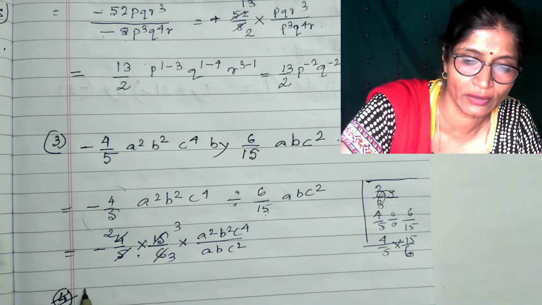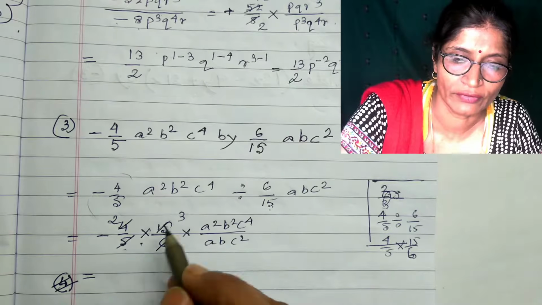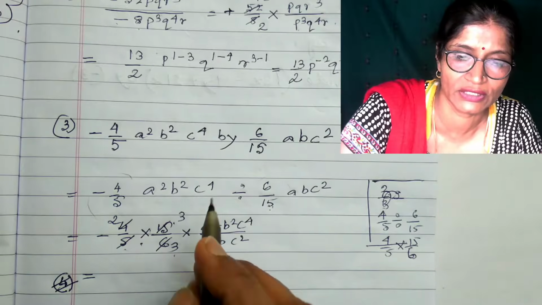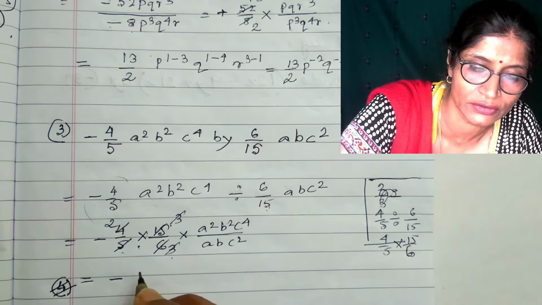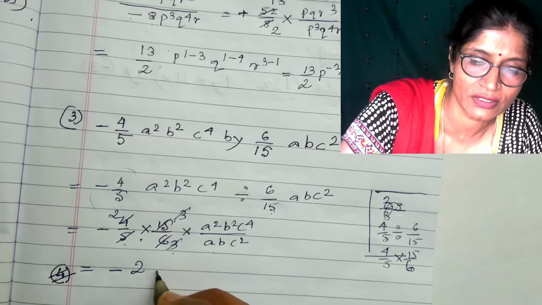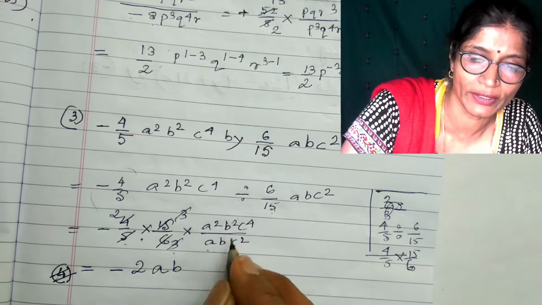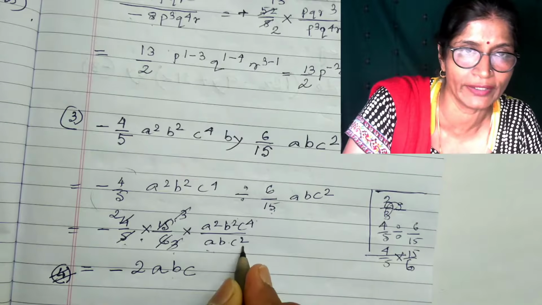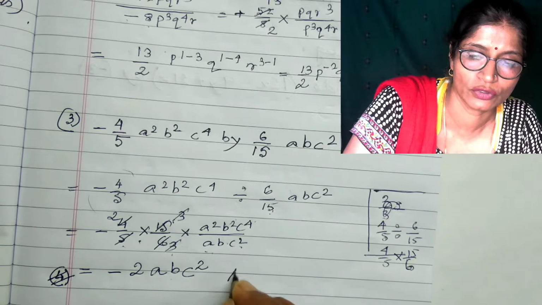So numerical coefficients quotient: 5 3s are 15, 2 2s are 4, 2 3s are 6, and 3 by 3 cancel. So it is 2 by 1. And here a square by a means it is a. B to the power 2 minus 1, and c to the power 4 divided by 2 means 4 minus 2, that is 2. So this is your answer.